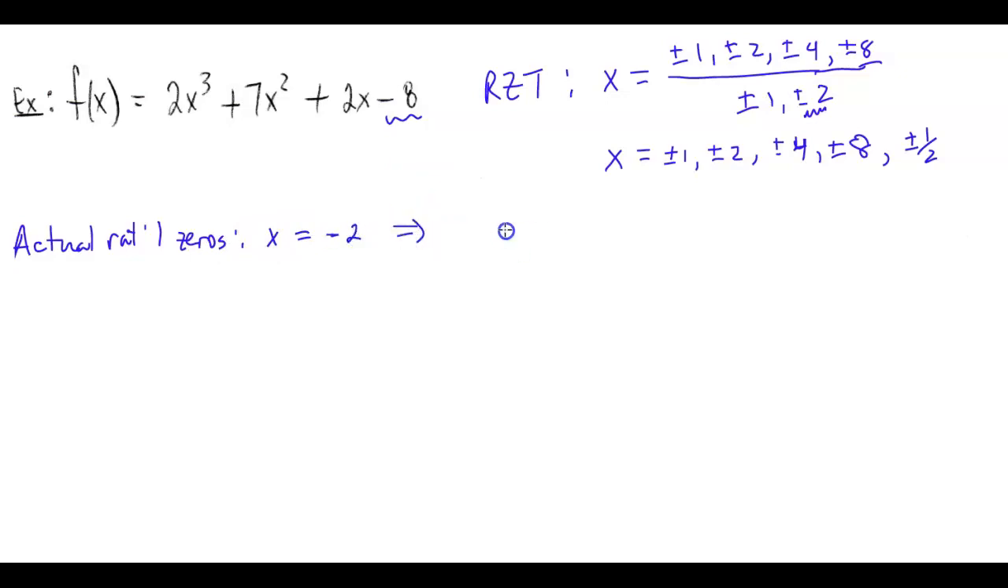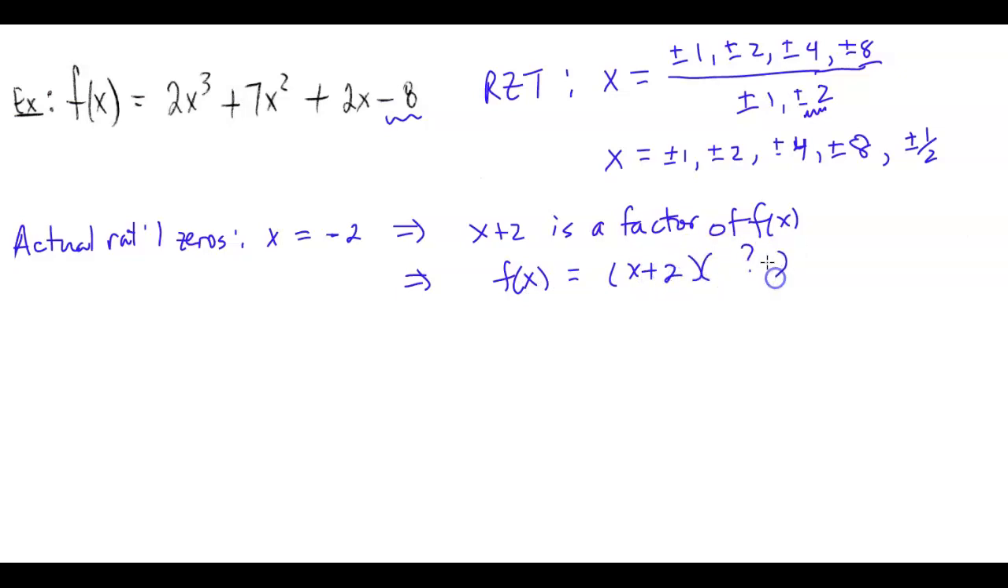And what this implies is that x plus 2 is a factor of f of x. And what that implies is that f of x is going to be equal to x plus 2 times something else. And we've got to figure out what that something else is. And so here's where we use synthetic division to do that.